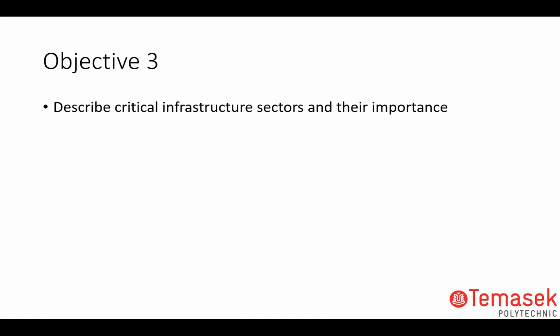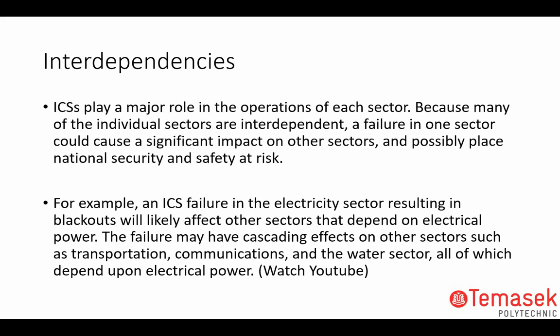Okay, next we shall go into Objective 3. Objective 3: describe the critical infrastructure and their importance. Some of these sectors, some of these ICS, have dependency with one another. A water system and an electrical system actually have dependency with one another. So a failure in the electrical sector, if it's an ICS failure, may cause other sectors that depend on the electrical system to have issues.